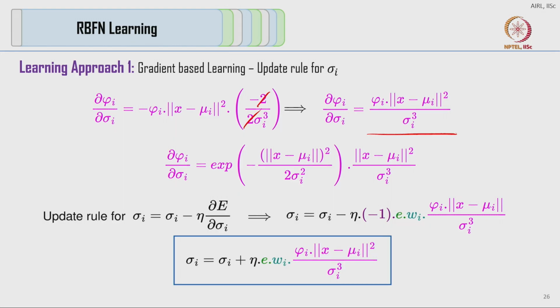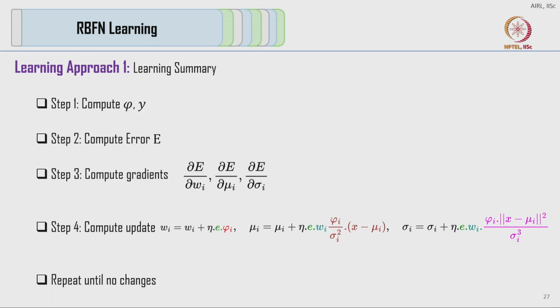So, if you substitute this back into the chain rule, what you get is learning rate times error times Wi times the output of the ith Gaussian multiplied by (x minus μi) the whole square divided by σi cube, right. So now I have a gradient update rule for Wi, a gradient update rule for μi, and a gradient update rule for σi. So what I can do, I can randomly initialize the center, the width, the number of Gaussians required, and the weight corresponding to the Gaussian and output.